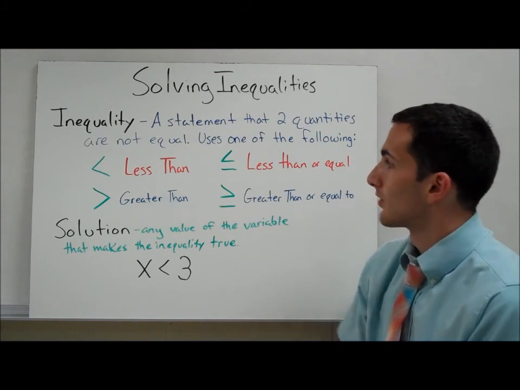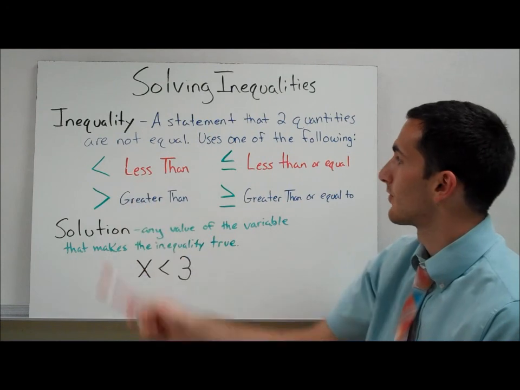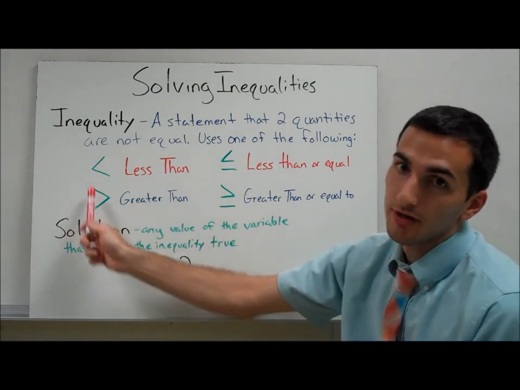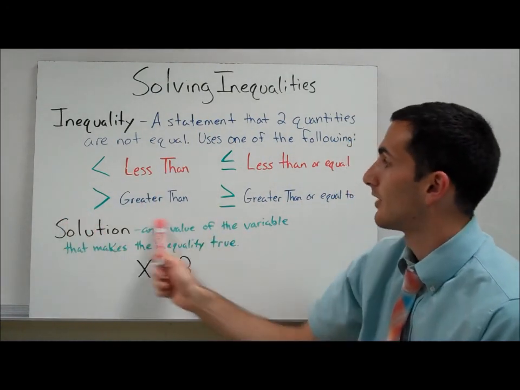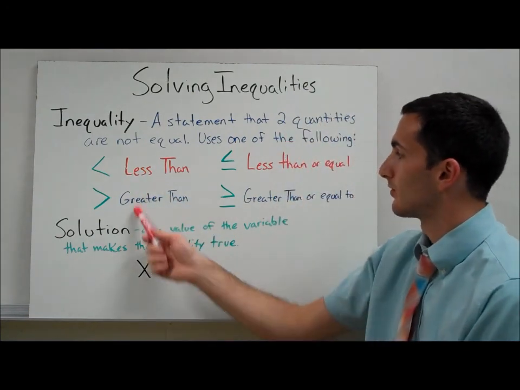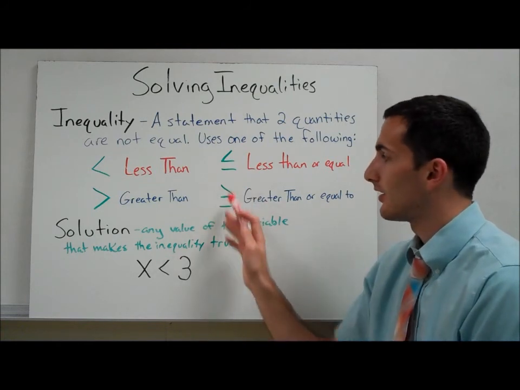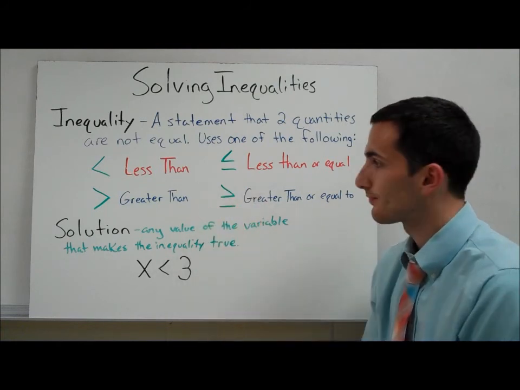Okay? So this one would be telling you that whatever's on this side is less than whatever is on this side. And this one is telling you that whatever is on this side is greater than whatever is on this side. Okay? So we have less than or equal to, greater than or equal to. Notice that the equal to ones have a line underneath the inequality.